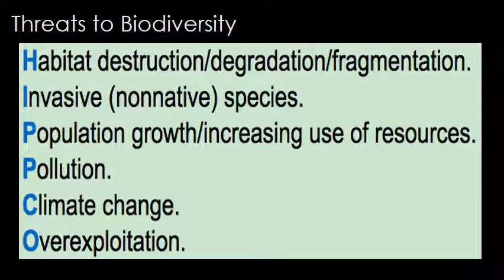Major threats to biodiversity by humans can be summed up with the acronym HIPPCO. H for habitat destruction, fragmentation, loss of some kind. I for the impact of invasive species. P for the population growth of humanity and the use of resources that entails. P for pollution. C for climate change. And O for overexploitation, such as overfishing.